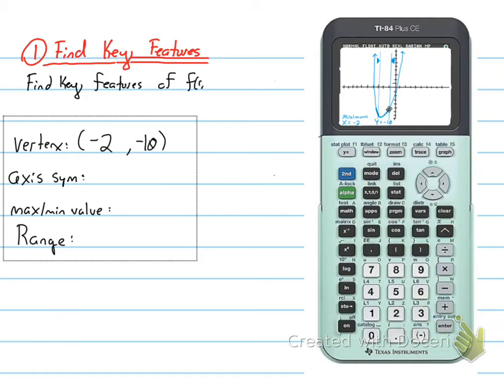So that is my vertex, and from here, it's pretty easy to fill in the rest. My axis of symmetry is the x value of my vertex, so x equals -2. If I wanted to solve this algebraically, I could plug in negative b over 2a, so -8 over 2 times 2, which would in fact give me -2. I've already determined that this is a minimum. My minimum value would be -10. And finally, my range, my low point is -10. So I go -10, close bracket, all the way up to infinity, open bracket.